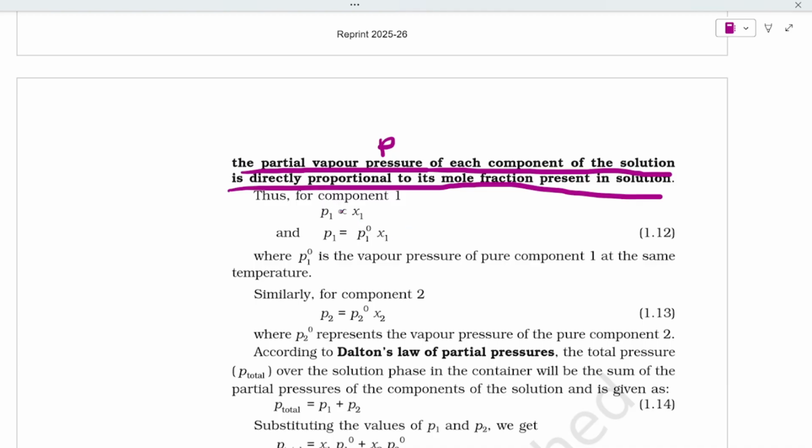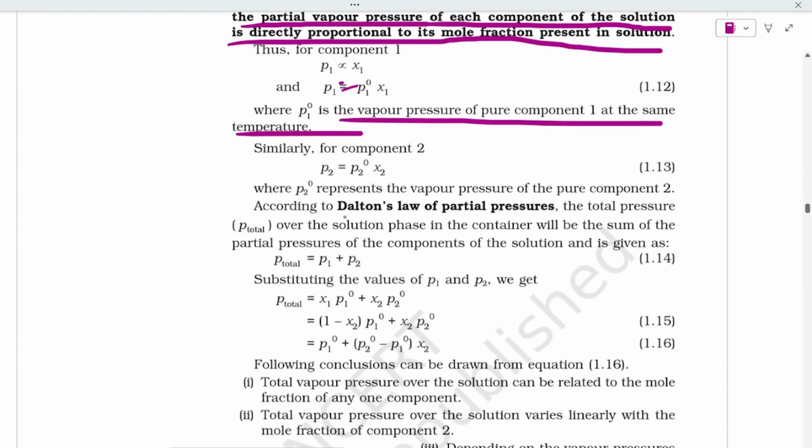Here it is directly proportional to mole fraction, so if you remove the proportionality sign you get equals, and you have to add a constant called P1 naught. That is the constant in Henry's law, but here it is the vapor pressure of pure component 1. We say component 1 because there is P1 naught, and for P2 naught it is component 2 in the same way.